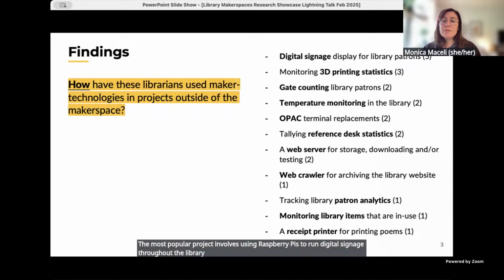And there were a variety of other one-off projects, really anywhere from gate counting, patrons temperature monitoring, opaque terminal replacements, and other more creative ones. There were projects using a receipt printer to print poetry for patrons to raise awareness of a poetry event and week that was being hosted at the library.